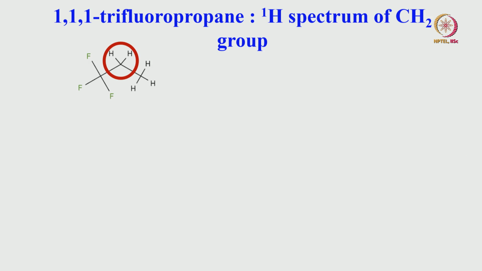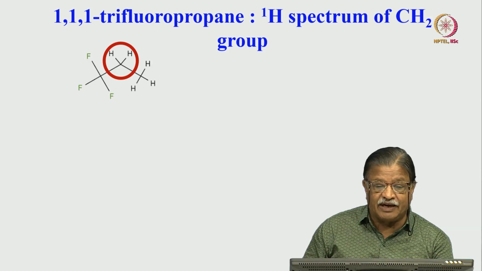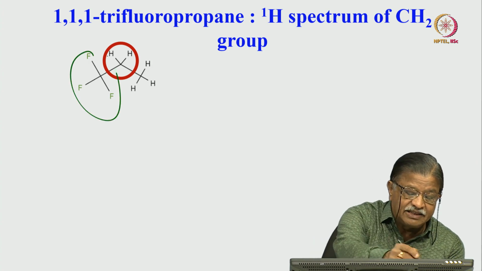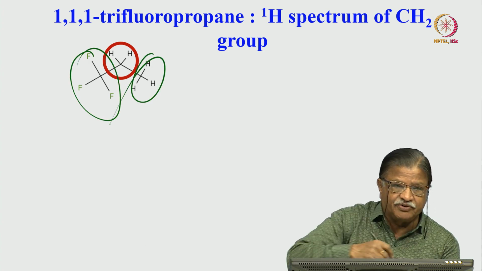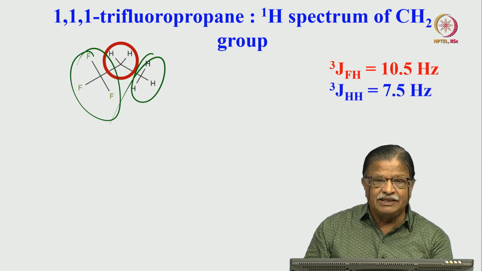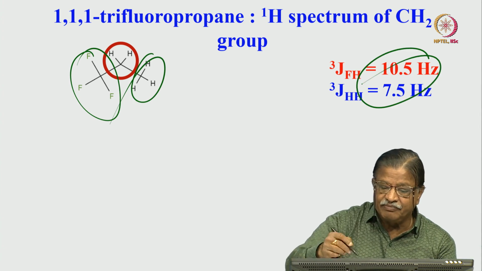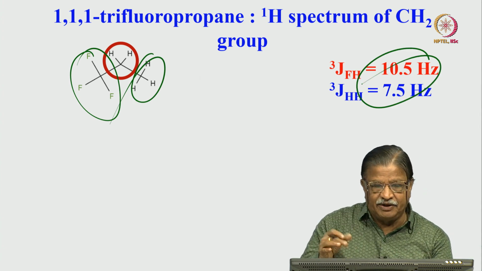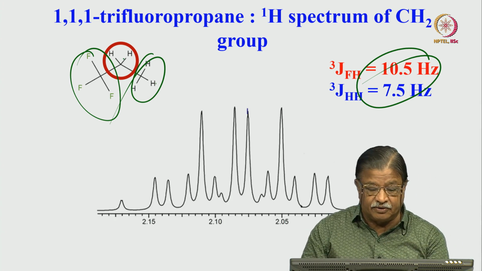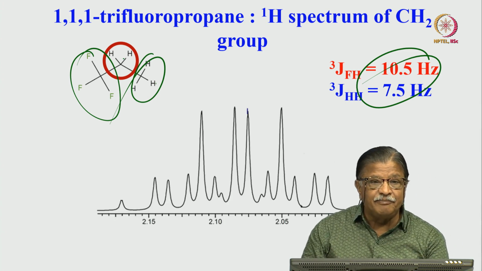Okay. Look at this molecule, this is 1,1,1-trifluoropropane. I am looking at the CH2 proton. There are 3 fluorines here and 3 equivalent protons here, the CF3 group and the CH3 group. Now, what is happening? I know the coupling. The FH coupling I have written to you, this fluorine with this proton coupling, this proton to this proton coupling, the strength is known. Then what is the pattern you are going to get?